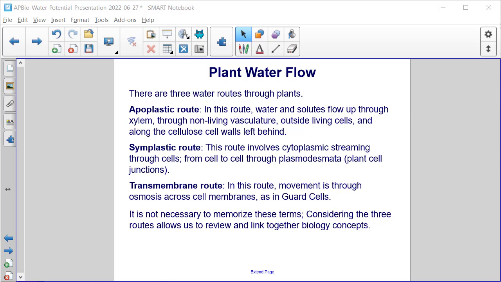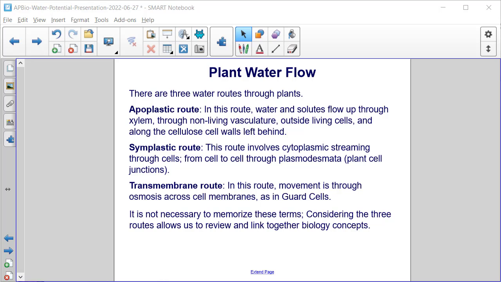There are three water routes through plants. The apoplastic route. In this route, water and solutes flow up through xylem, through non-living vasculature, outside living cells, and along the cellulose cell walls left behind.